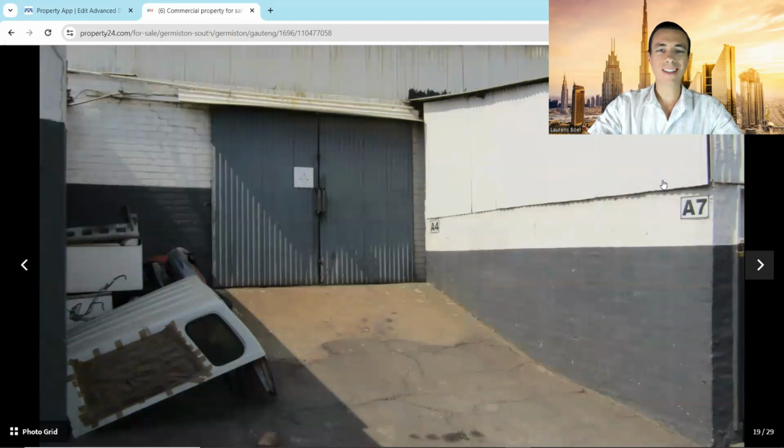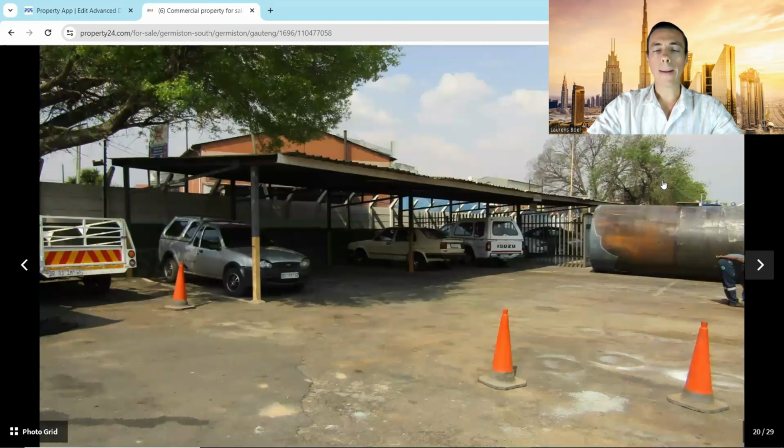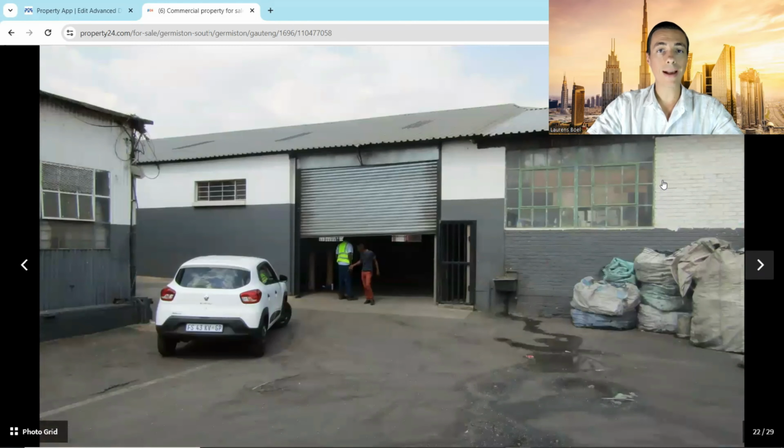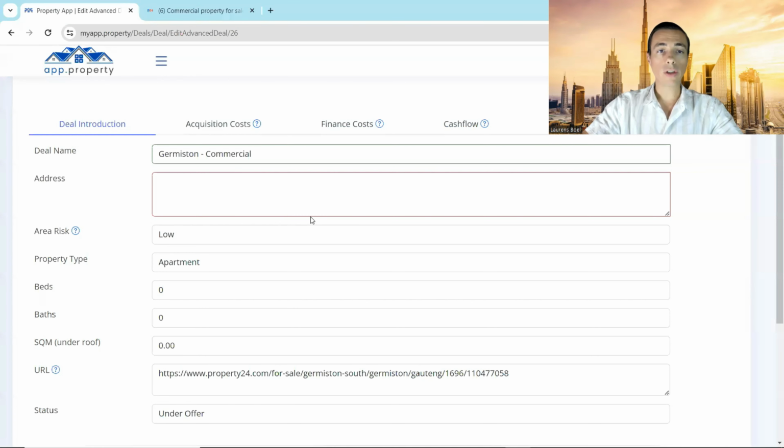The agent has given me some information. Obviously, I don't have proofs just yet of everything, but I'm going to use the information that he's given to me. Please make sure that you're doing your own due diligence, that you see proofs before making any kind of financial decision. I'm moving over to myapp.property where I've analyzed the deal.